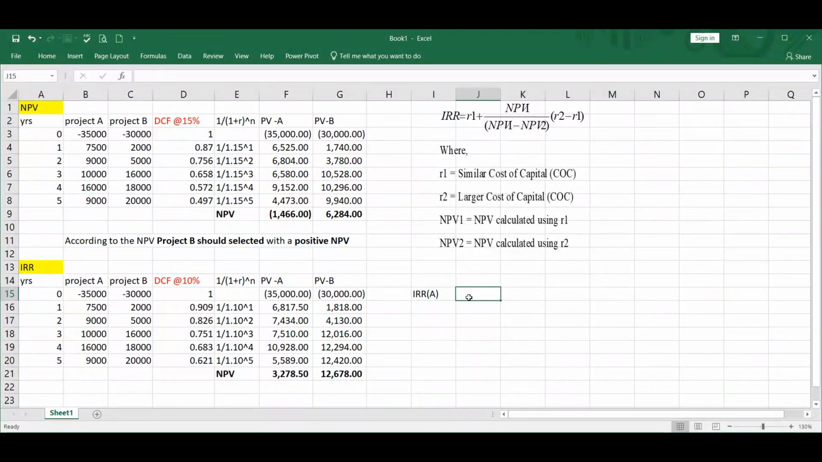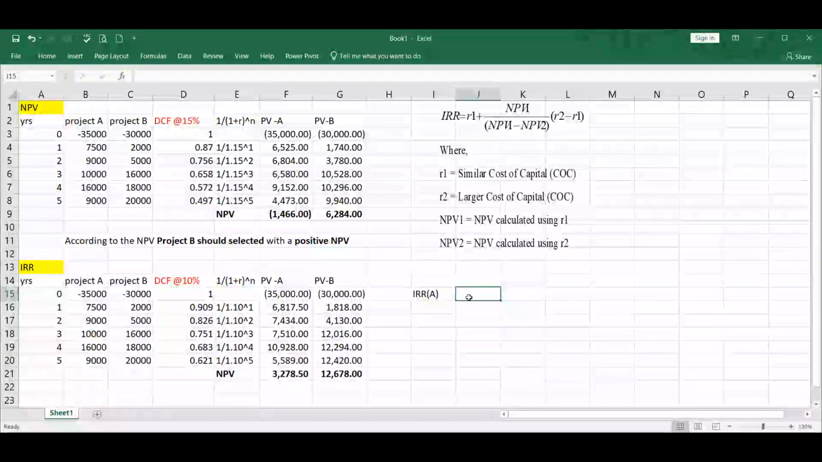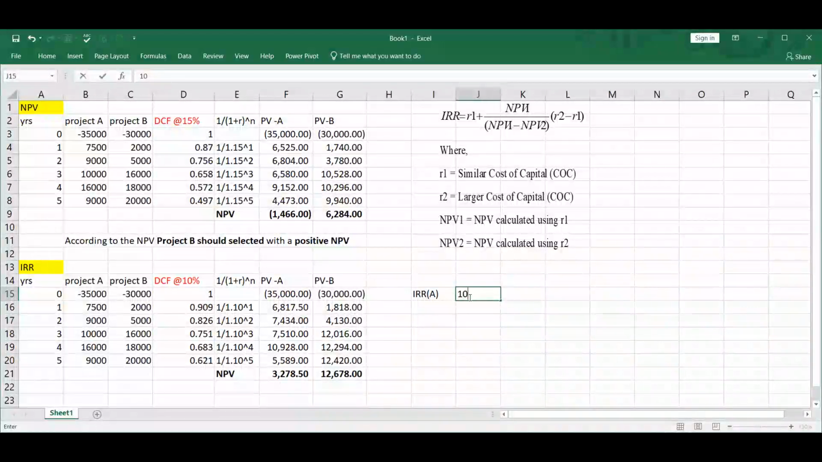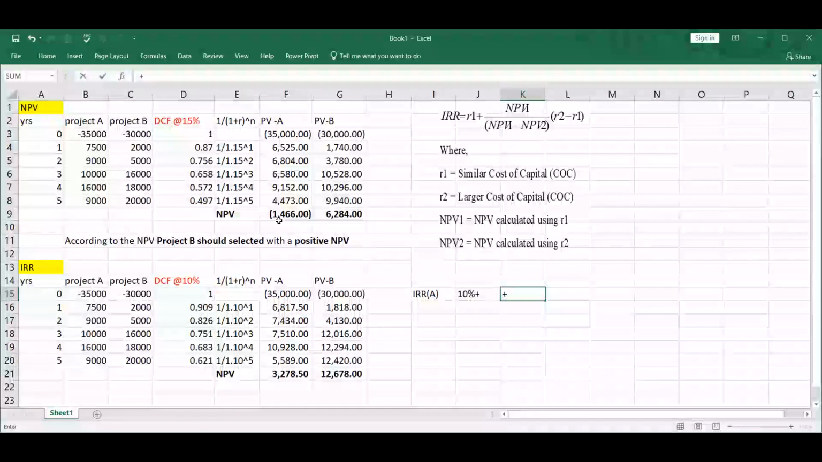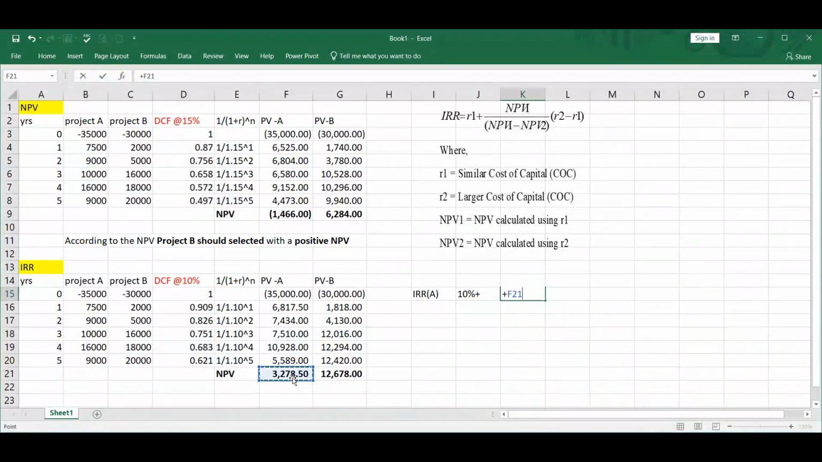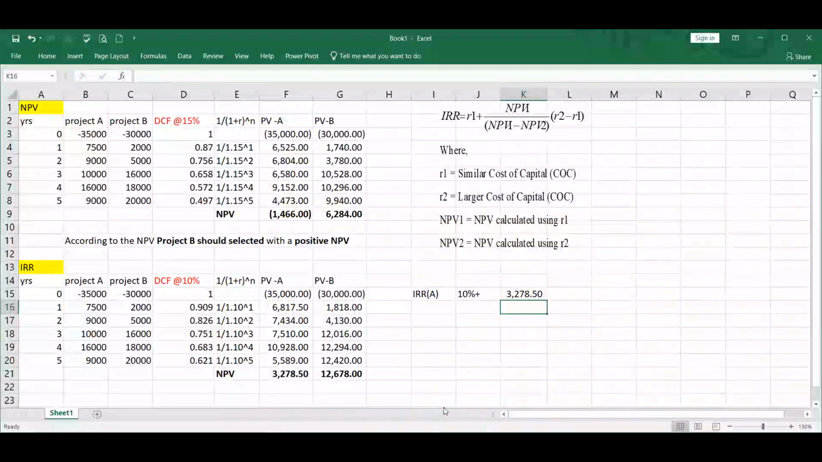Right? So here first we have to take the lower rate. So the lower rate here is 10%. So then we have to add the NPV of the lower rate. So NPV of the lower rate here is minus 3,278 and 50 cents. So you have to get that figure.